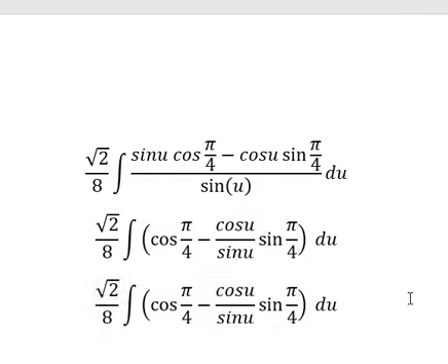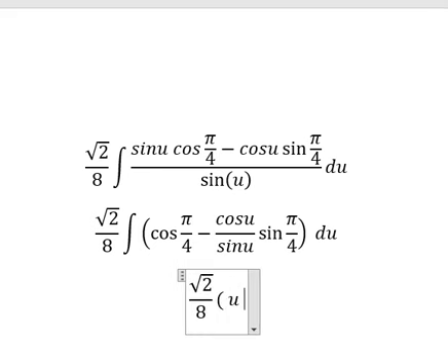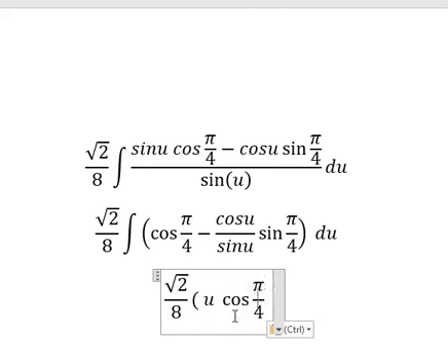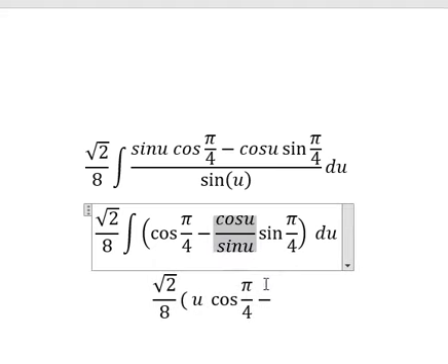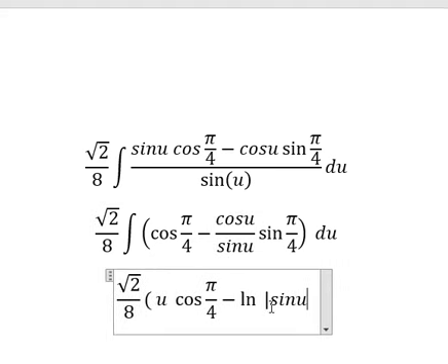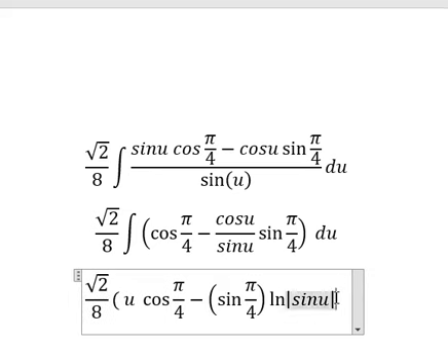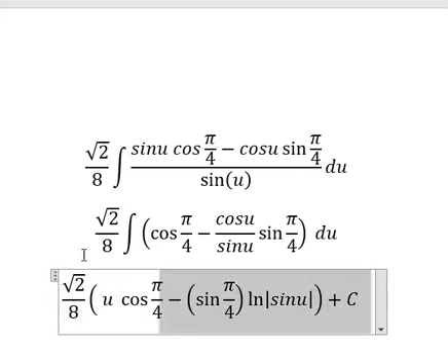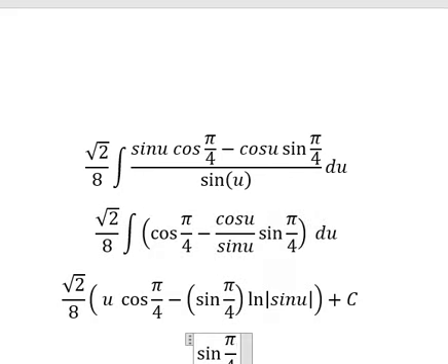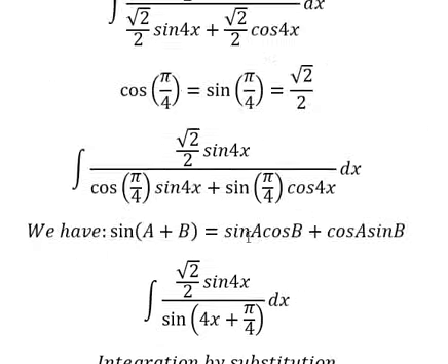And now the integration of this one is the constant, so you get u. The integration of this one is ln of the absolute value of sine u multiplied by sine of b over 4. So u is this one.